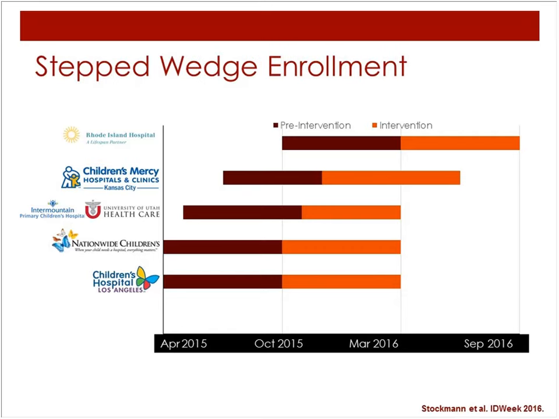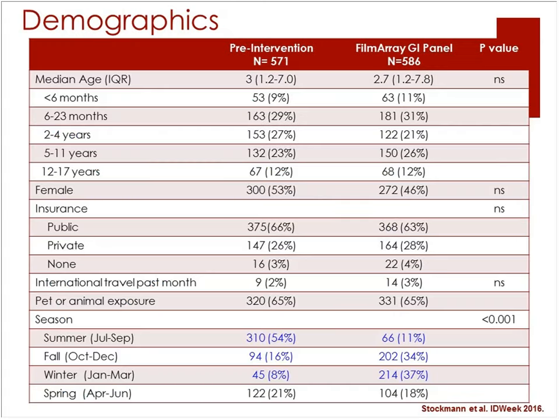So these are the 5 sites that were included in the study. It was Rhode Island Hospital, Children's Mercy, Primary Children's Hospital, Nationwide Children's, and then Children's LA. And as you can see with the stepwise enrollment, enrollment started initially in April 2015 at 2 sites, and then gradually at the other sites as time went on. And then from there, the post-intervention phase was initiated at the first couple of sites in October 2015. And then lastly, the final enrollment of patients was in September 2016.